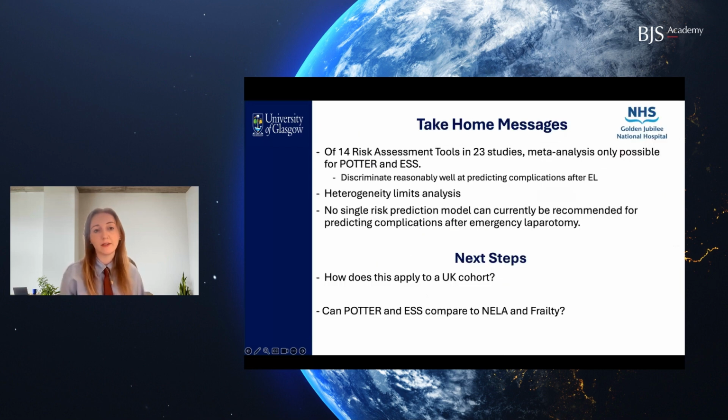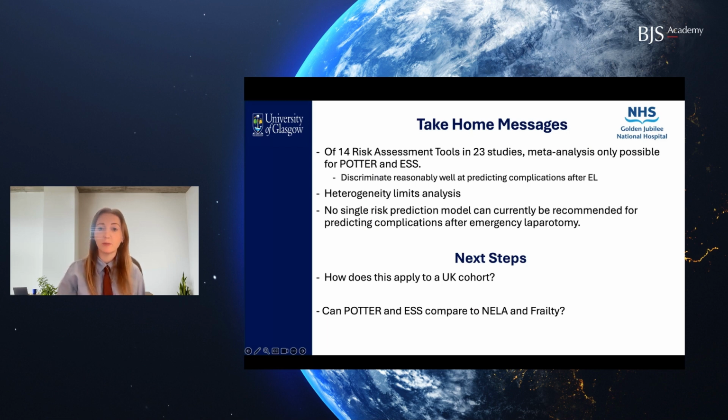So to take home then, of the 14 risk assessment tools that we found across our 23 studies, meta-analysis was only possible for the POTTER score and for the emergency surgery score because of significant heterogeneity. And as I said, these are less commonly used in the UK and Europe. The analysis was significantly limited because of the variable outcomes. So no single risk predicting model can currently be recommended for predicting complications after emergency laparotomy.